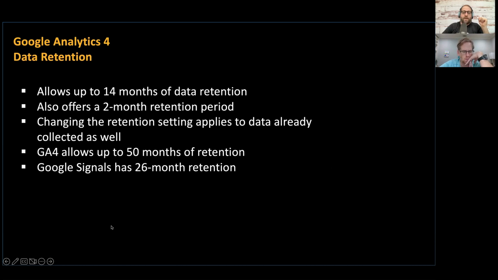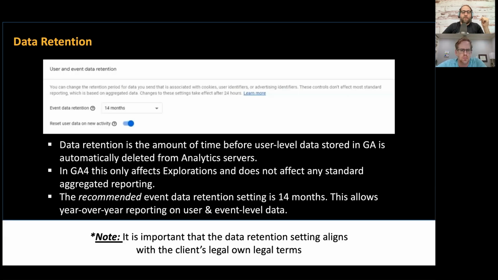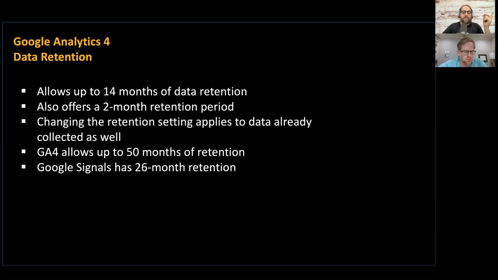So just in summary, it allows up to 14 months of data retention. It also offers a 2-month retention period. I guess that means like the 12 plus the 2. GA4 allows up to 50 months of retention. So you could actually go ahead and do it up. You've got 14, but you can do it up to 50. Google Signals, I think, is another product that has 26 months retention.